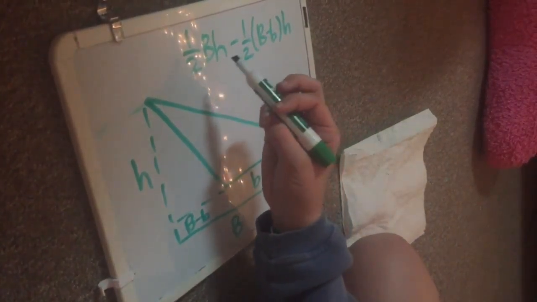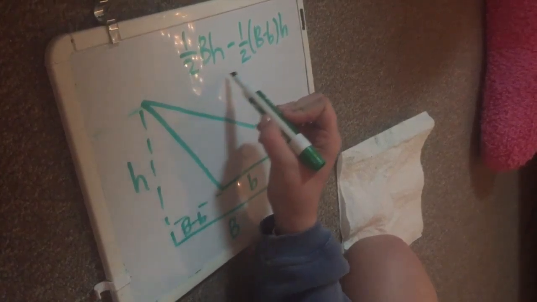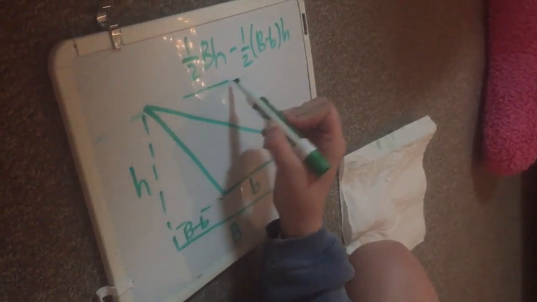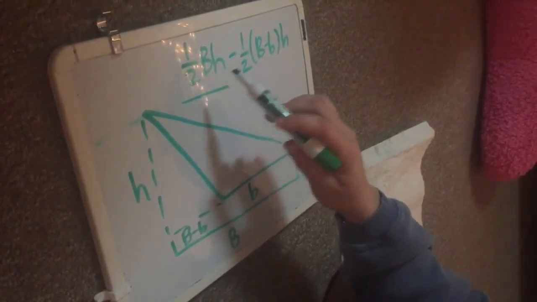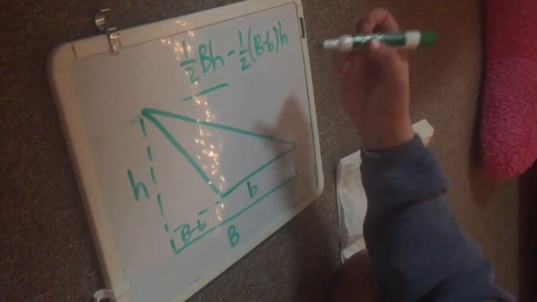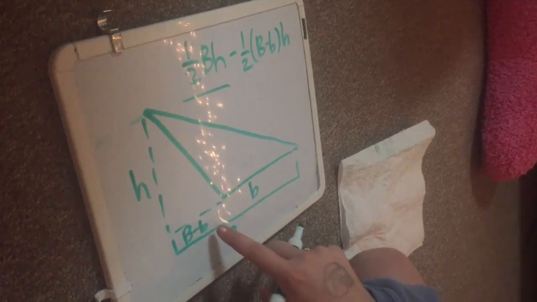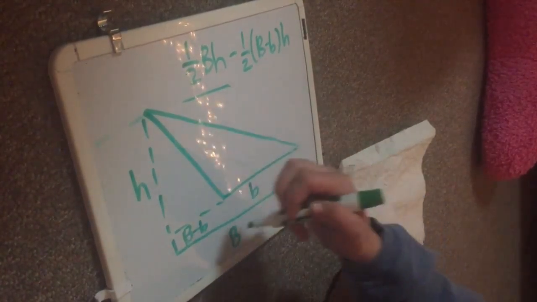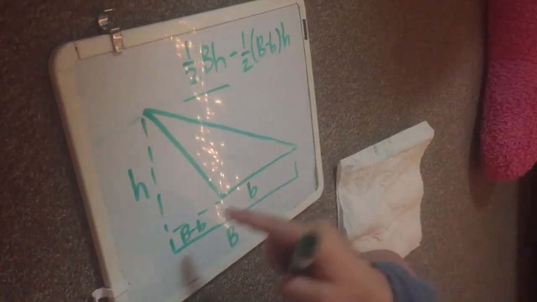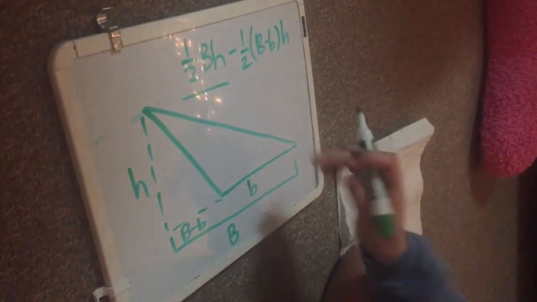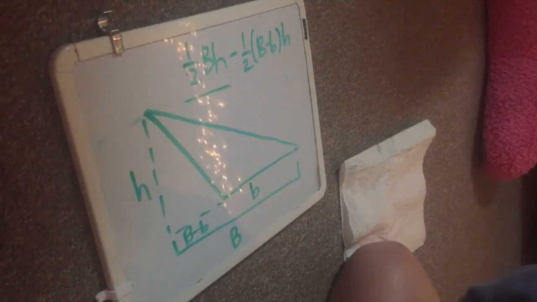So we know that the formula we're trying to get to is 1/2 base times height. So in order to prove that, we're going to subtract: 1/2 big B times height minus 1/2 little b times height, because we don't want to find the area of this triangle right here, because that is just how we used to find the height. So in order to do this, we can distribute.